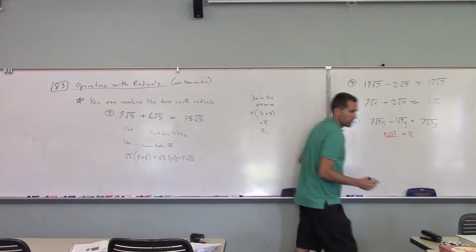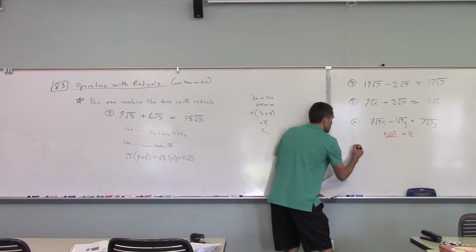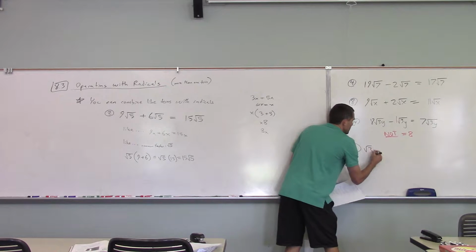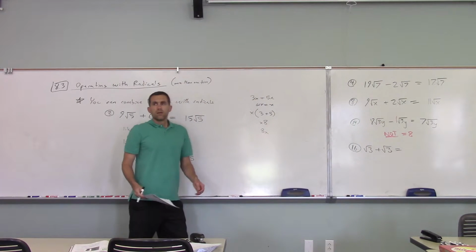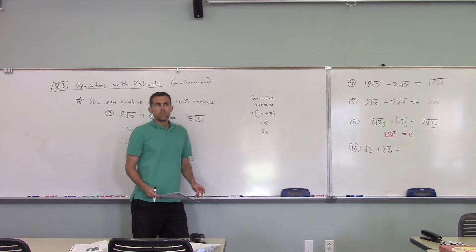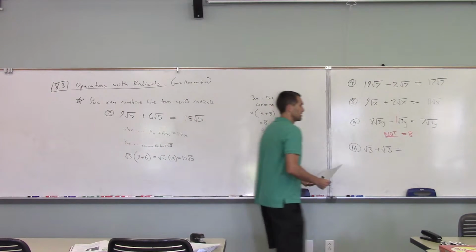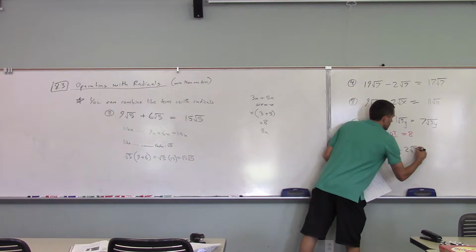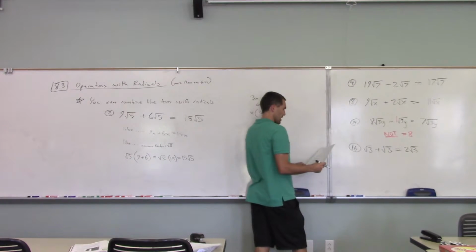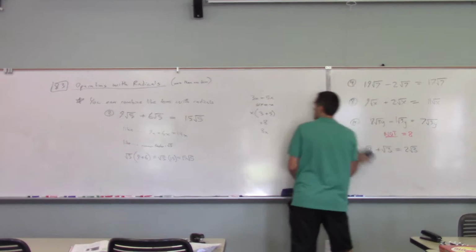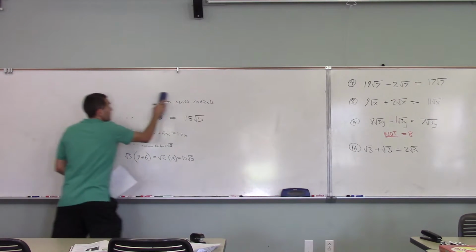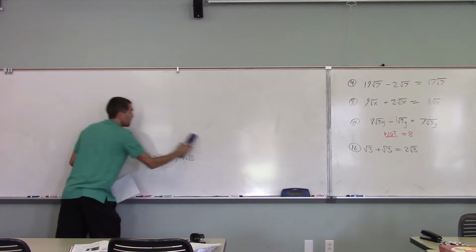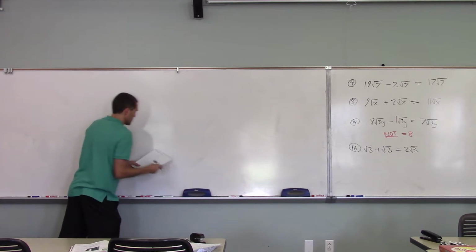Okay, another one, similar to that, what's root 3 plus root 3? Root 3? Yeah, exactly. 2 root 3, and one last one. So what if they're not common? Ah, then you can't combine them at all. Yeah, we're gonna get to that in just one sec.